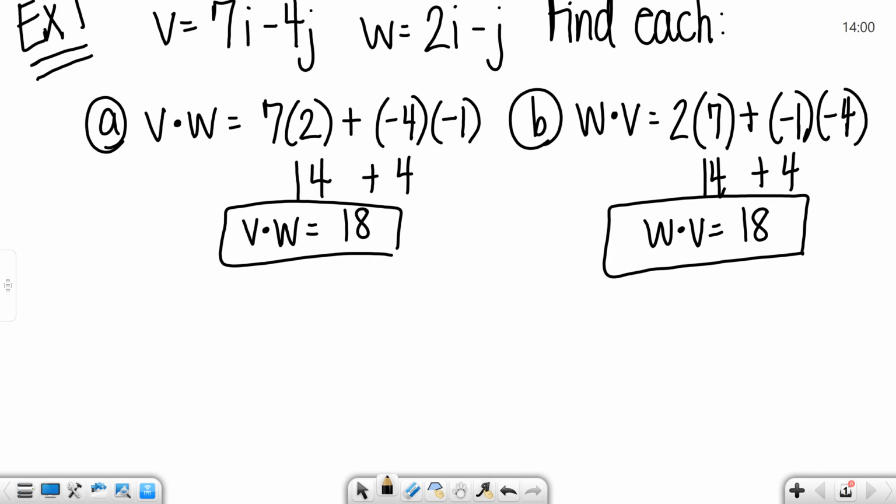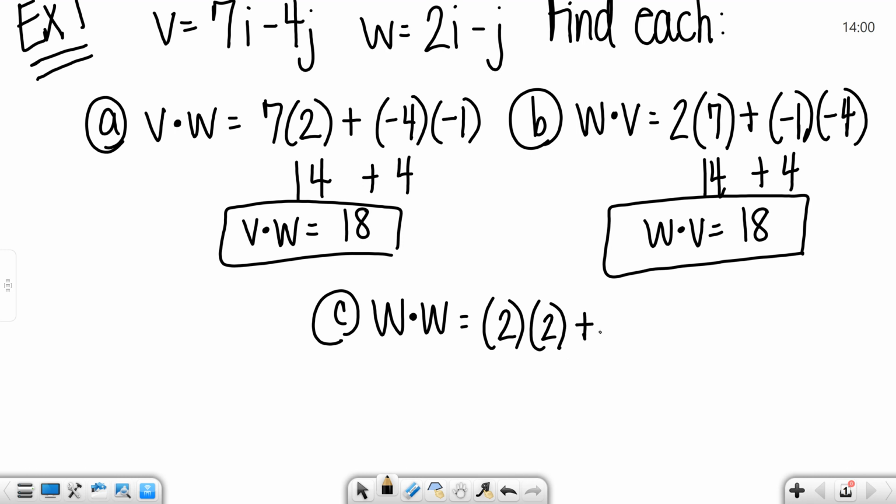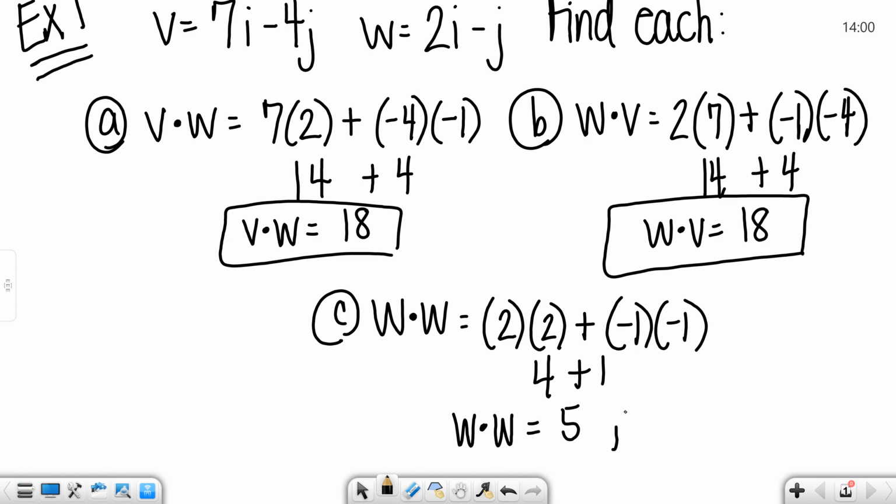All right, one other question here. If I said, let's do W dot W. Then I'm multiplying 2 times 2 plus negative 1 times negative 1. And I get 5. So W dot W is 5. All right, so there's our dot product.